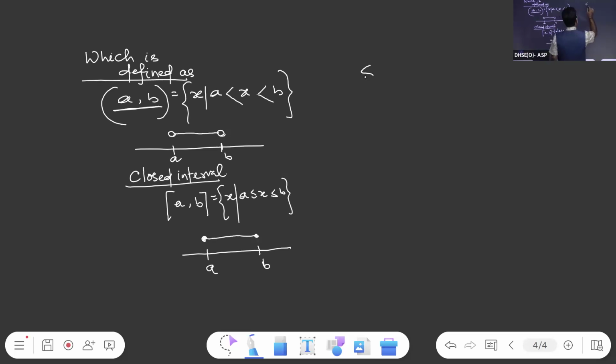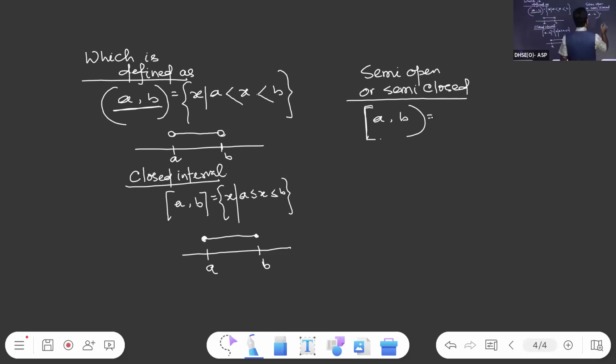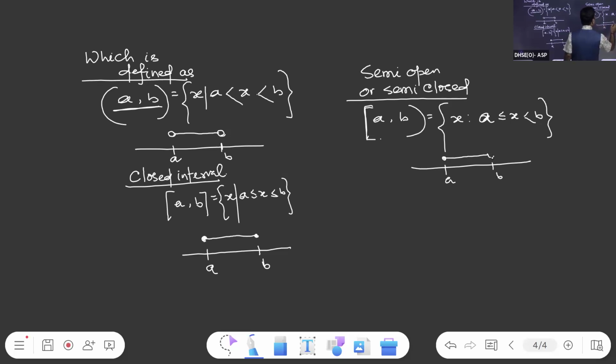Then semi-open or semi-closed interval. Semi-open or semi-closed interval: a closed, b open is the set of all real x such that a ≤ x < b. a is included, b is excluded. Take the number line, mark the points as a and b. a included means a filled circle will be over a, b excluded, hollow circle above b.